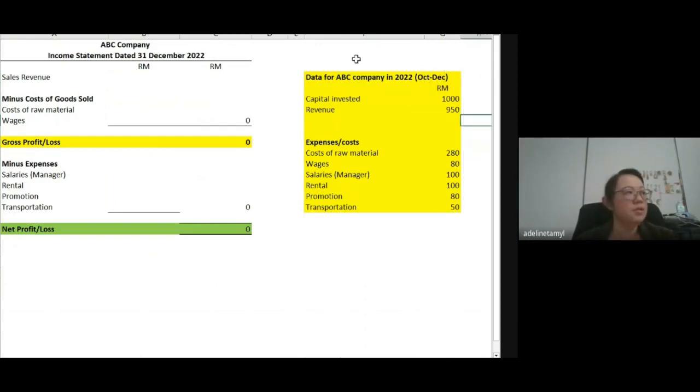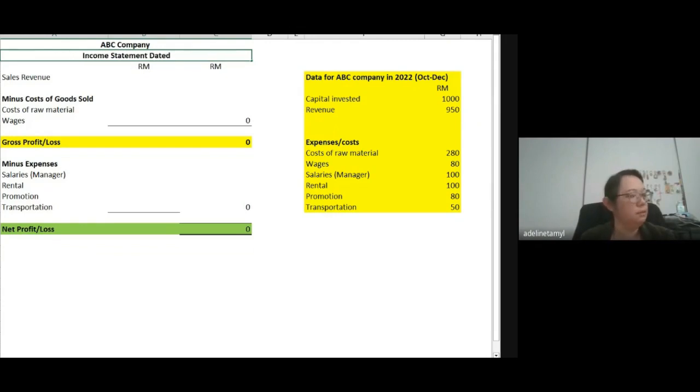Okay, using the same data, now we want to prepare the income statement. From the income statement, we need to calculate the gross and net profit. So how? First of all, of course, the title must be right.